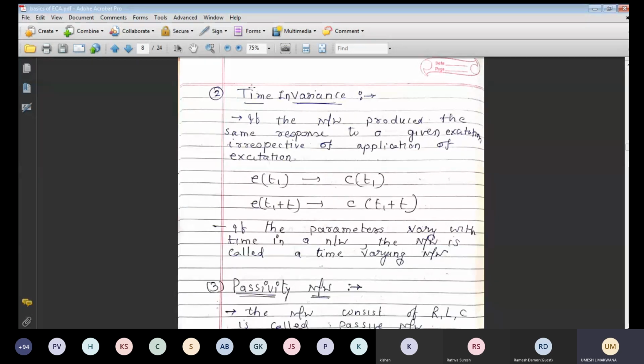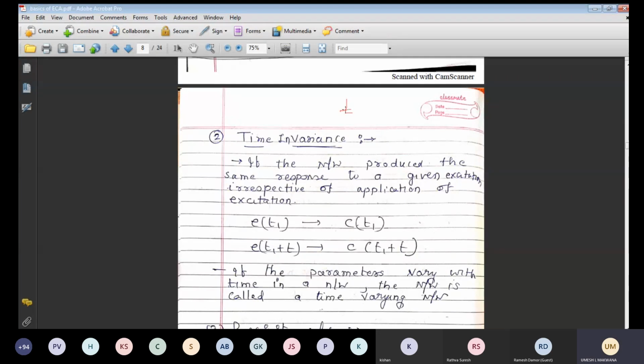Now another is the time variant or time invariant circuit. Time invariant means it doesn't depend upon time. Time variance means it depends upon time. Suppose I am applying a voltage V to a resistance, and the circuit is closed. Now the circuit is time invariant.